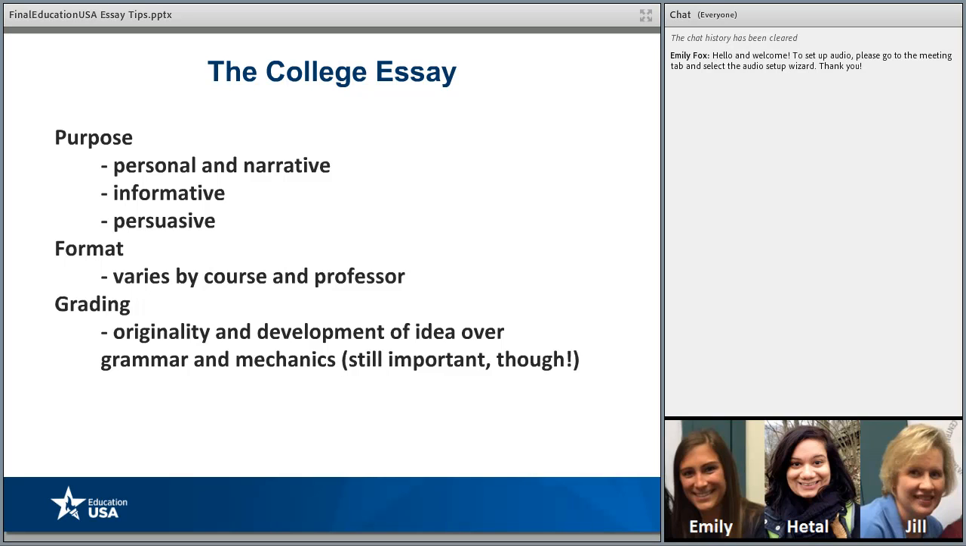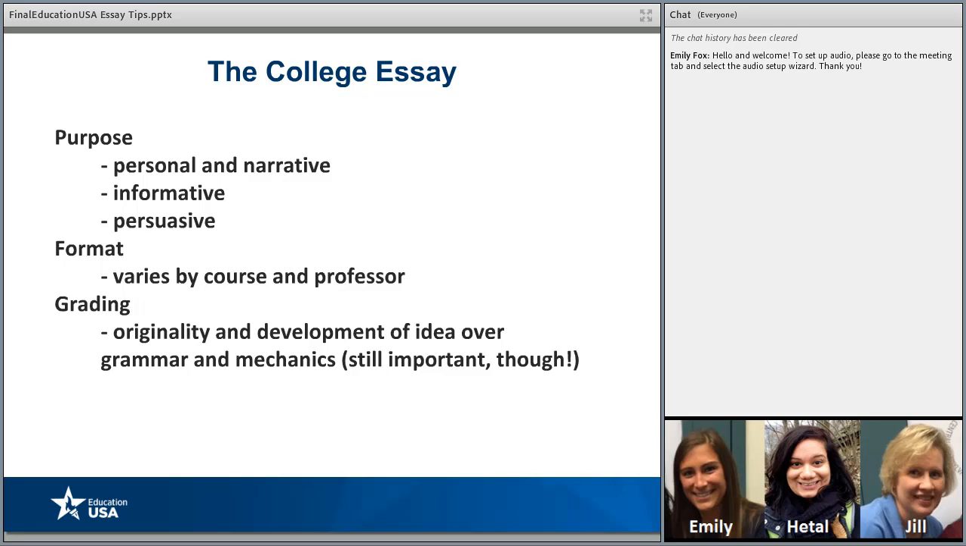So how do we typically grade the essay? Because I know a lot of students have anxiety about that. I know I speak for most professors when I say that most important is originality and the development of your idea. So really, the goal of an essay is to share your ideas with your audience, right? So helping your audience learn about what you're thinking about, what you're interested in.